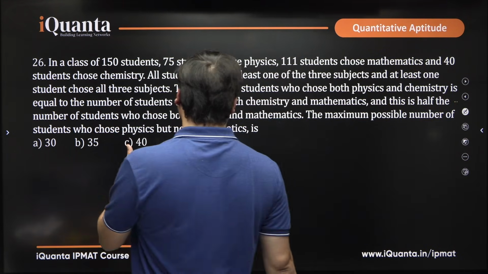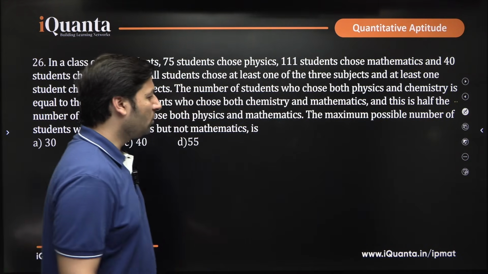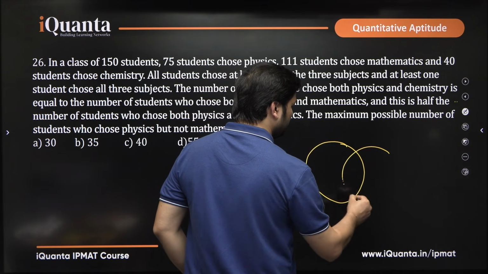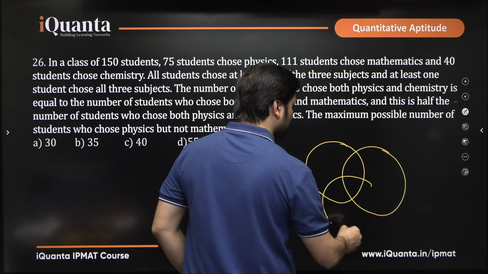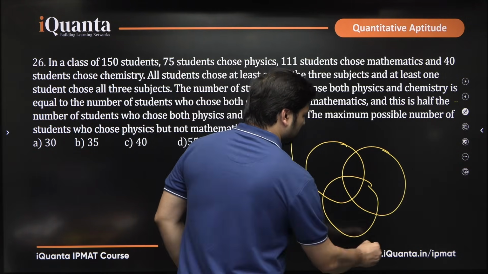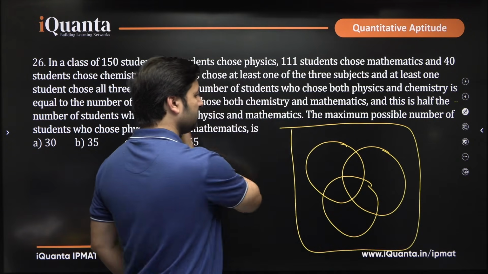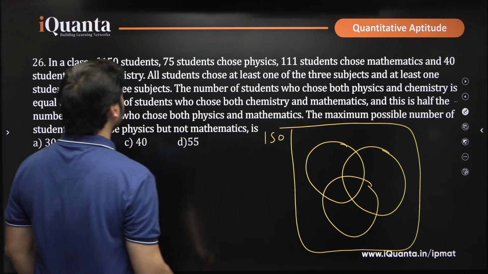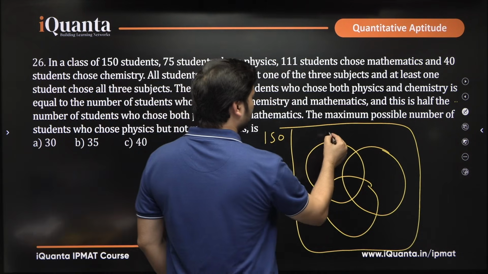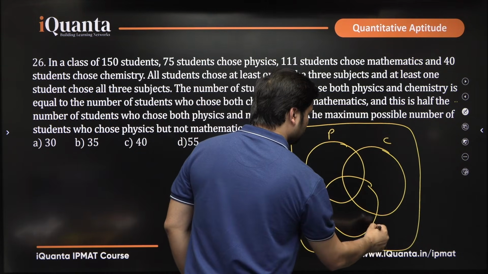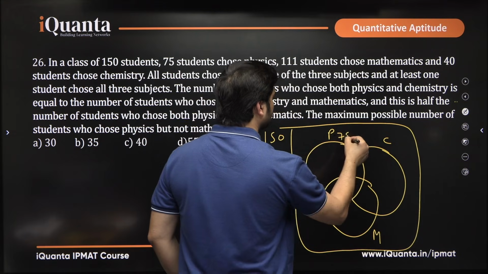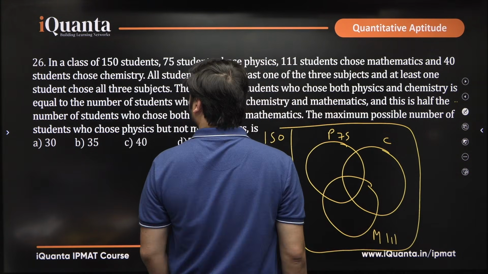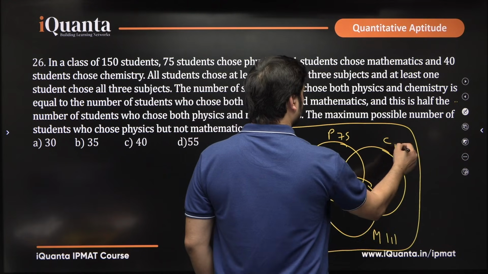This is a question based upon Venn diagram optimization, not very difficult, okay. Let me show you. We know that there are 3 subjects, physics, chemistry, maths. Let us make 3 Venns for them. In a class of 150 students, that means we are talking about 150 students. Let me say this is physics, this is chemistry, this is maths. 75 choose physics, 111 choose mathematics and 40 choose chemistry, okay.